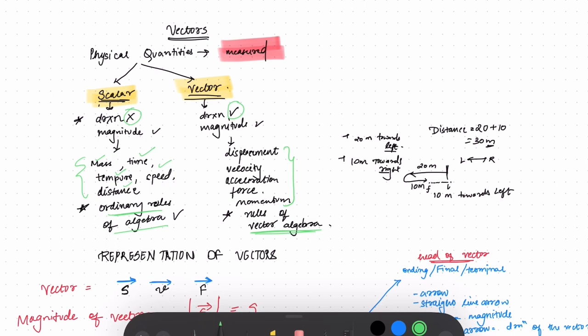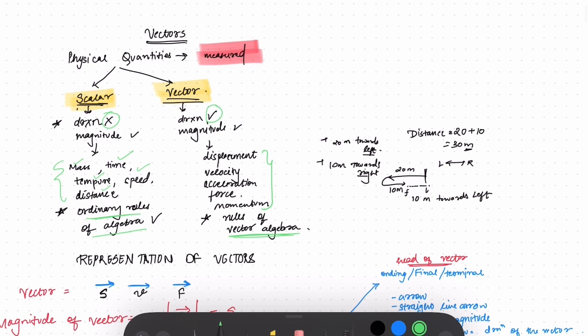I'm going to give you a very little example. If you don't get it, don't worry about it, because we are going to study distance and displacement in even more detail afterwards. So there's this example. There's a person standing here at the origin point, and he's moving 20 meters towards the left, and then he goes 10 meters towards the right. So what is the distance that he has traveled?